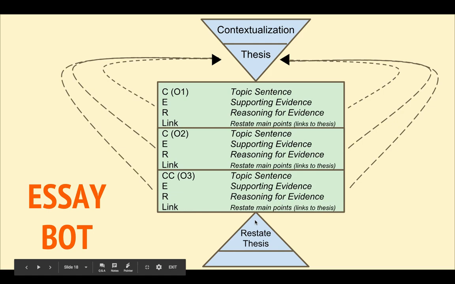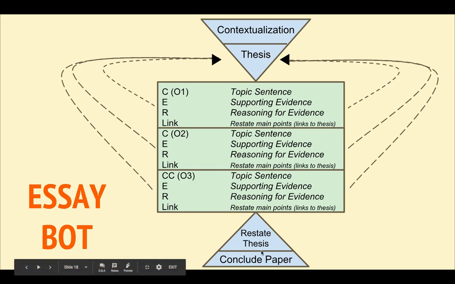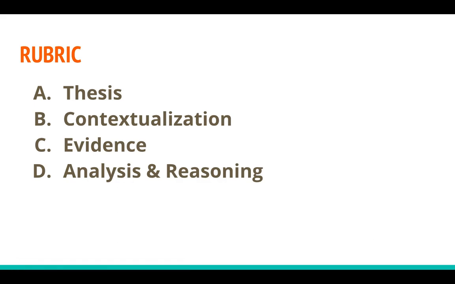So yay. And then finally, some sort of way to conclude your paper, to kind of wrap it all up. If you want to try to bring it back to contextualization and give some more context here, you could do that as well. So, the last thing we're going to go over, the rubric. Okay, you're going to be assessed on these 4 categories.